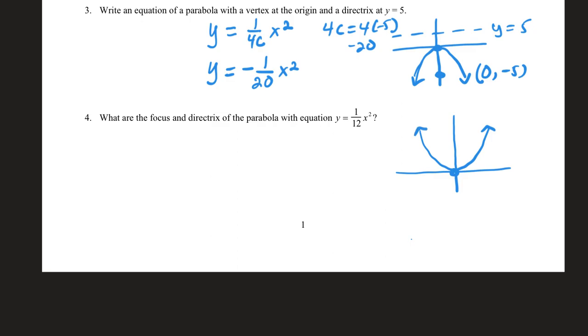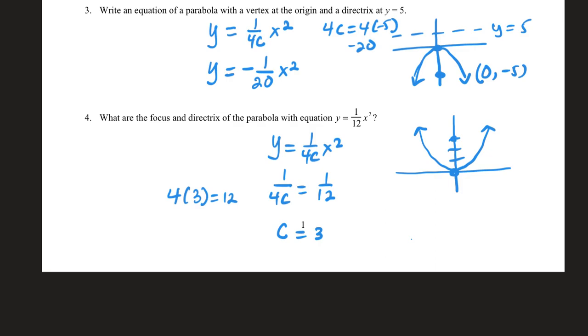The question is, what is the focus? Well, I know the equation is 1 over 4c times x squared. So I know that 1 over 4c has to equal 1 over 12. So c equals 3 has to be the answer, since 4 times 3 gives you 12. C is the focus, 1, 2, 3, so that's the focus, 0, 3. The directrix is y equals 3. And there's our equation with the focus and the directrix.